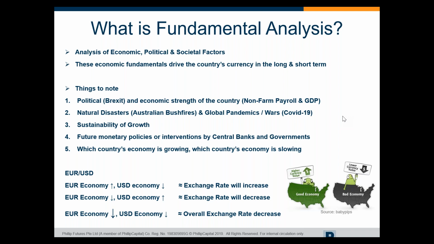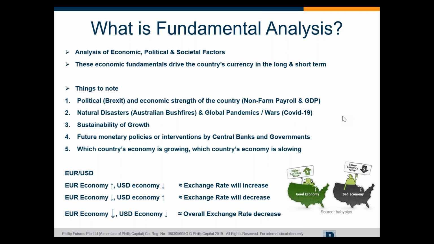As well as the things you can look at would be economic data, and this would definitely signify the strength of the country's economy. So you can look at non-farm payroll or GDP, like gross domestic product. These data definitely affect the country's economy and therefore affect the currency simultaneously.